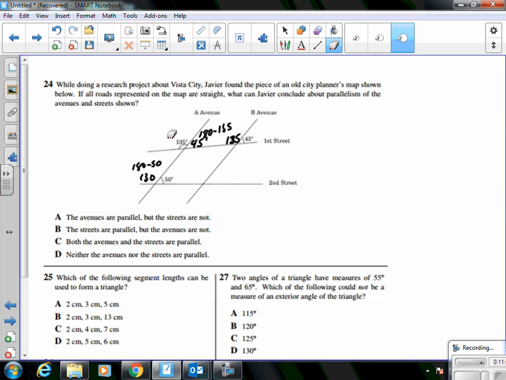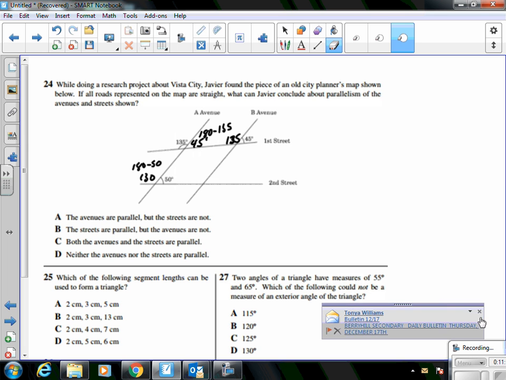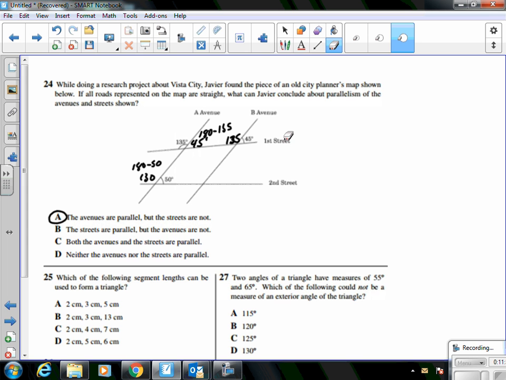And then when we look this way, on this transversal, the top one, we got 135 and 135, which are corresponding angles, and they're the same, and 45 and 45 corresponding angles that are the same. So from there, we know that these two lines are parallel and these two lines are not. So the avenues are parallel, but the streets are not. That would be A.